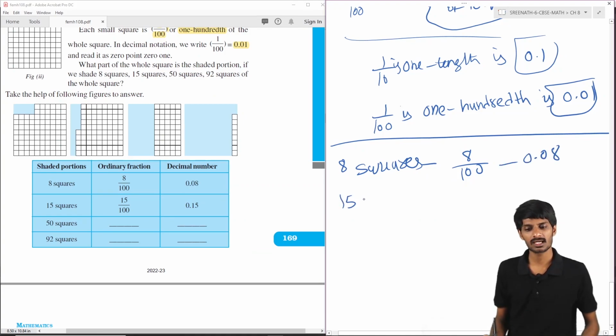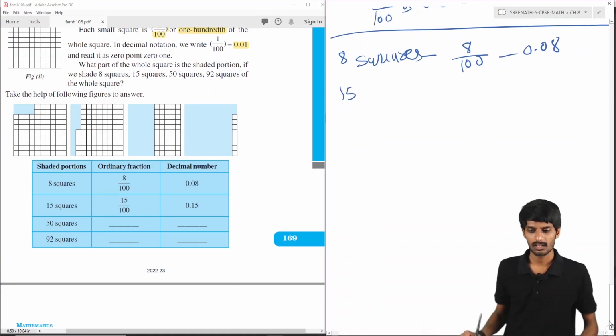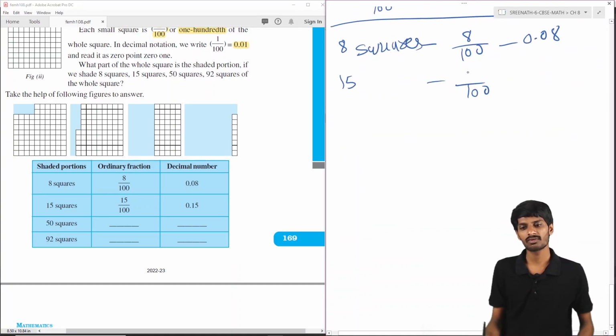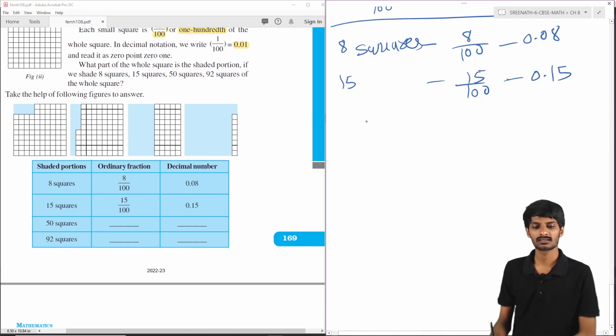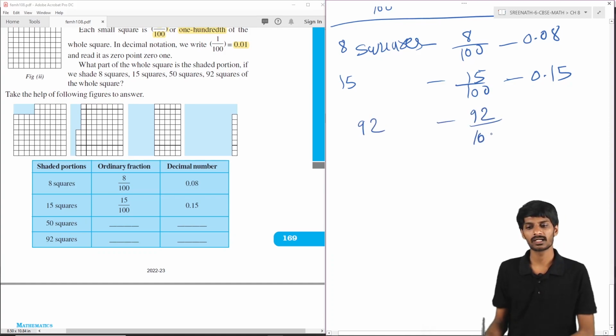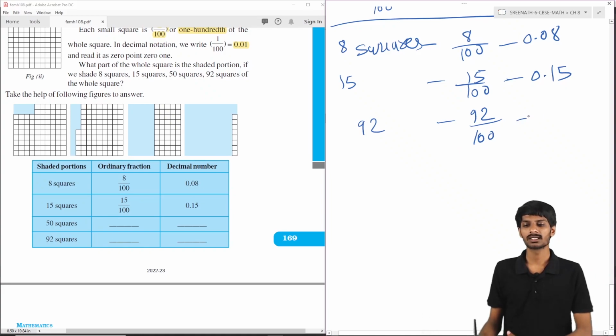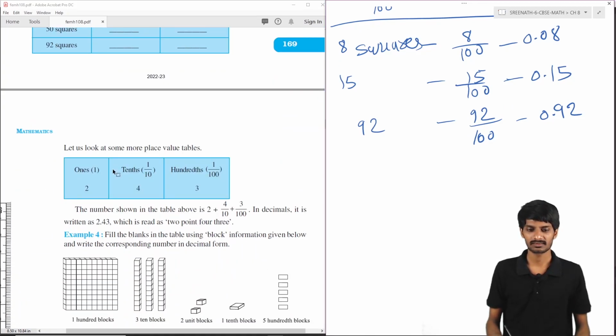And 15 squares are represented. Total squares are 100. Out of 100, 15 are shaded. So that's why it is 0.15. Suppose it is 92 squares. That is 92 squares out of 100 squares. That is nothing but 0.92. Like that you have to represent the decimal, students.